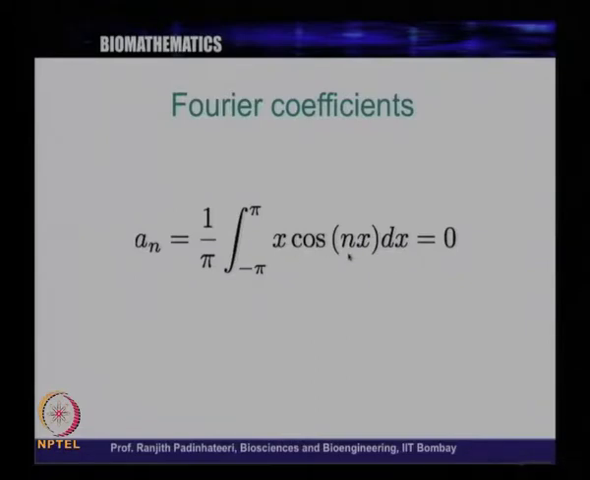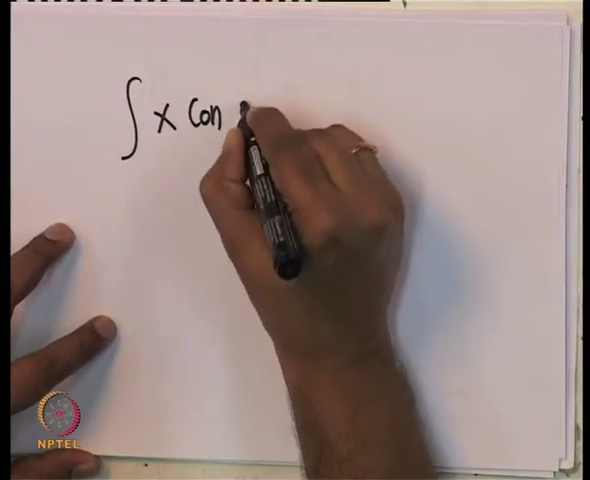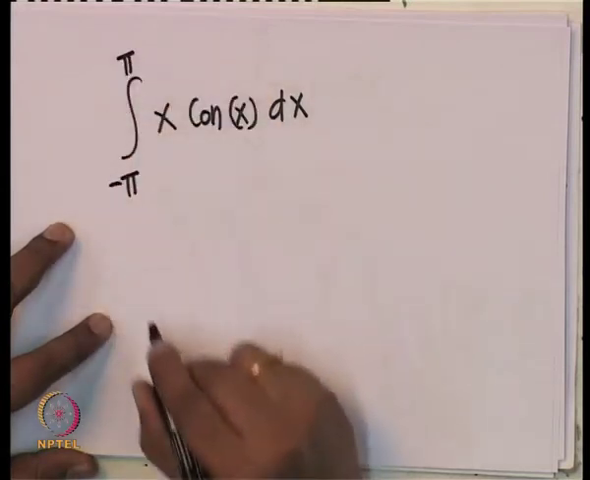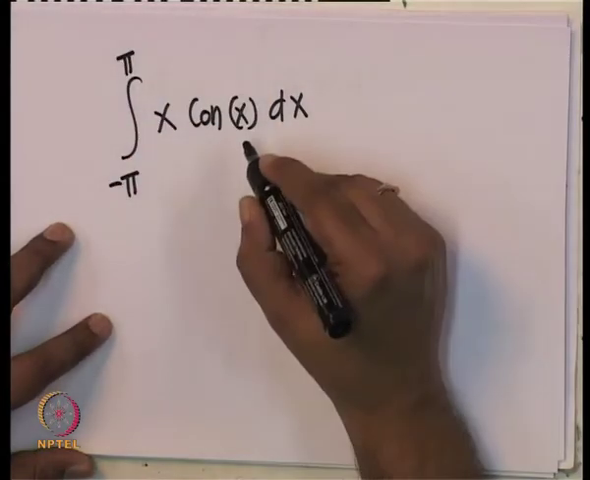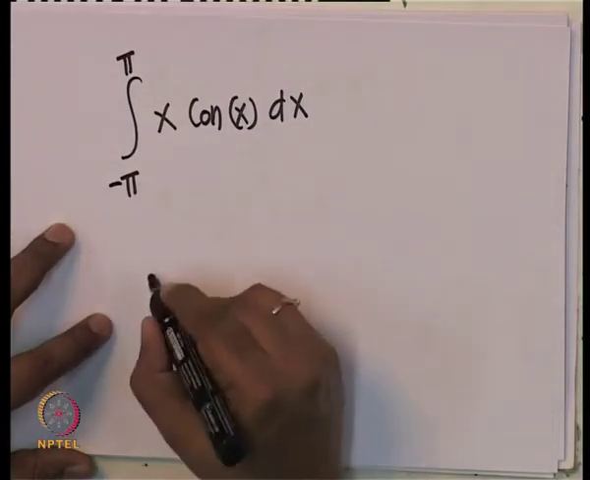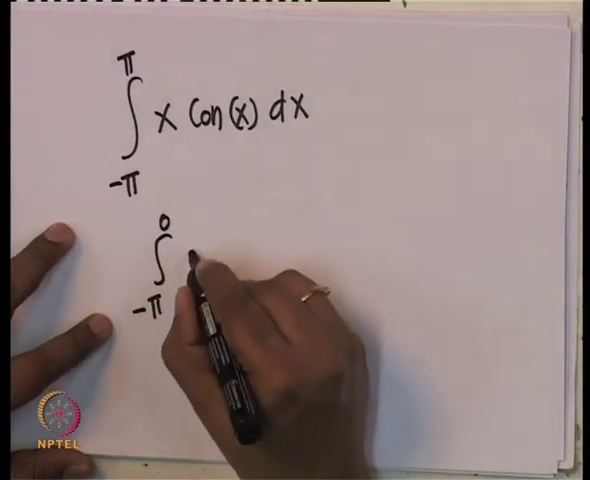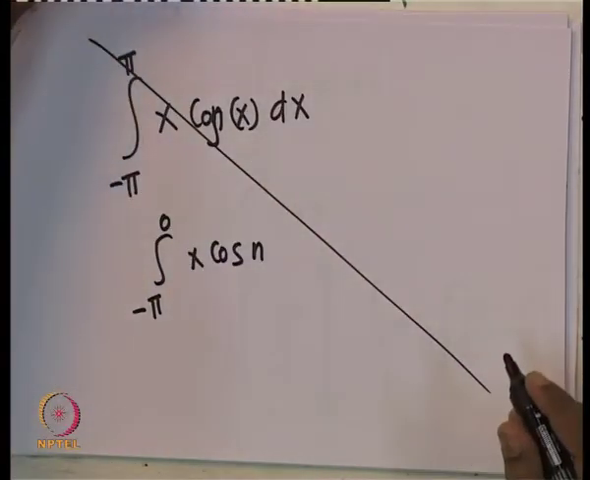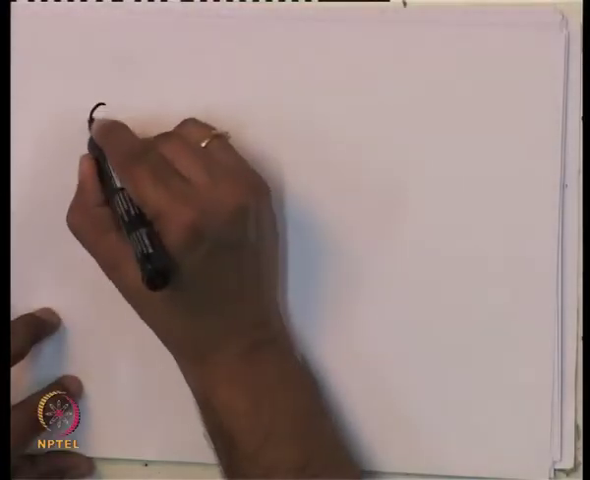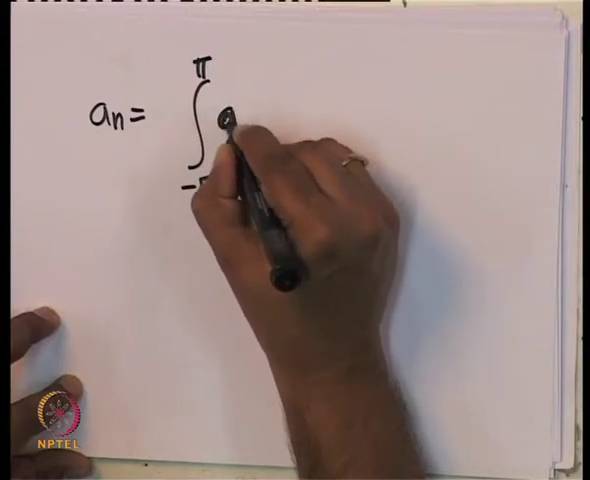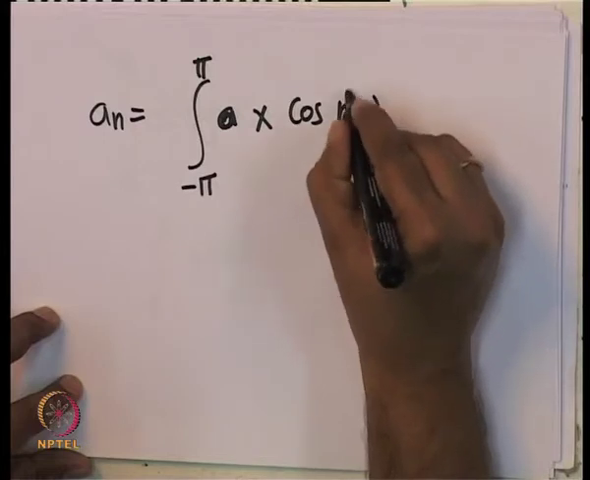So, what do we want to calculate? We want to calculate integral x cos n x dx from minus pi to plus pi. Now, this integral can be written as, sorry, there is an error in this. So, what we should actually write is that a n we want to calculate is minus pi to plus pi x cos n x dx.